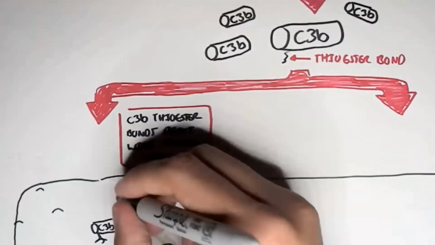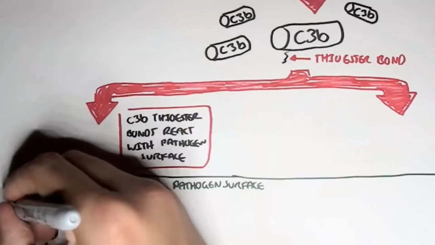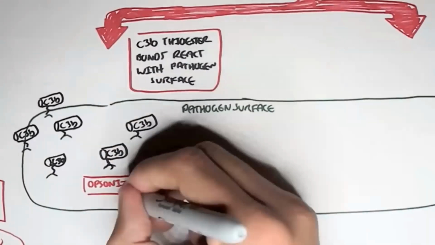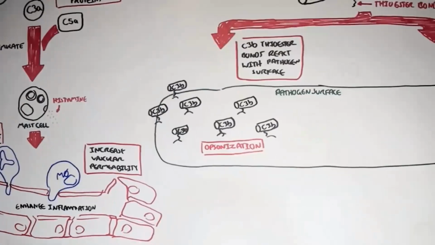Now, as you can see, we can see many C3bs forming thioester bonds to the pathogen surface. So it essentially coats the pathogen, a process called opsonization. And this allows the macrophage to easily engulf this pathogen once it's been coated.